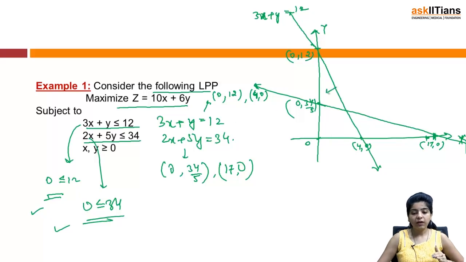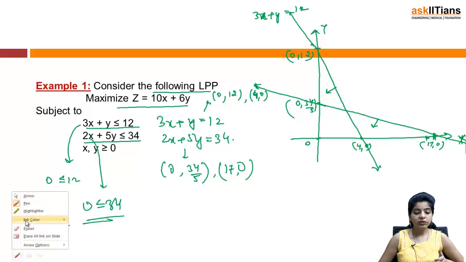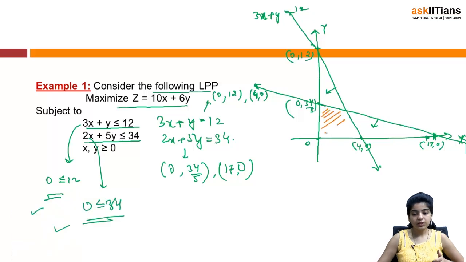So in this case we have this entire area, in this case we have this area, and therefore the ultimate shaded region is the region that we get here. This is the common portion, right? So this is the region that I am getting, this is the shaded region.